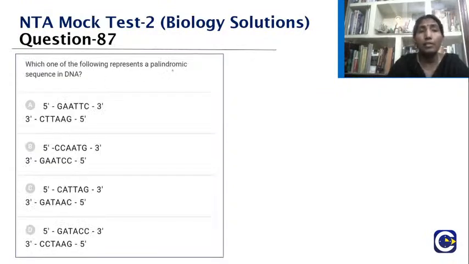Which of the following represents a palindromic sequence in DNA? I hope you know what a palindrome is. I will give an example. See, 5' to 3' and 3' to 5', we have to see the palindromic sequence.